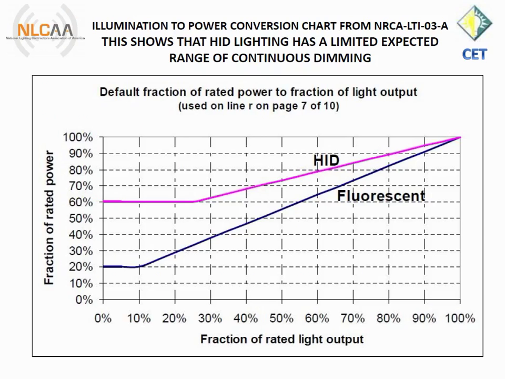Here's some evidence off the current acceptance testing form, NRCA LTI 03-A, that shows the alleged limited dimming qualities of HID luminaires. If you look right here, you'll see that they are showing that they're only going to get about 40% dimming. So it's going to be particularly difficult to layer all of this multi-level control on with HIDs in a warehouse.